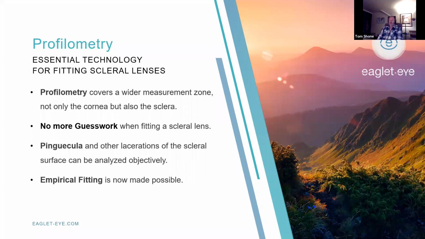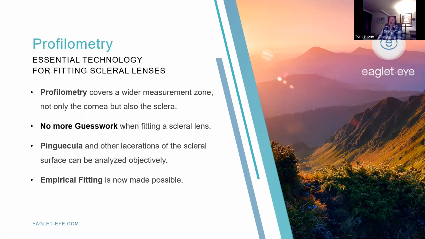The Eaglet Eye is based on the technology around profilometry and how that works. So profilometry covers a wider measurement zone, not only the cornea, but also the sclera. And in the case of the ESP, it will go out to 20 millimeters in diameter. So you're going to get a very large portion of the sclera, plenty large enough to fit almost any scleral lens available today.